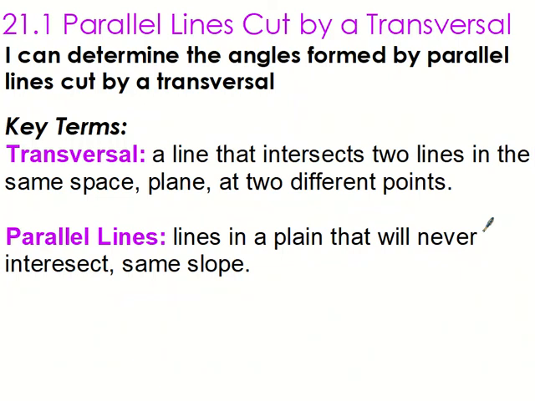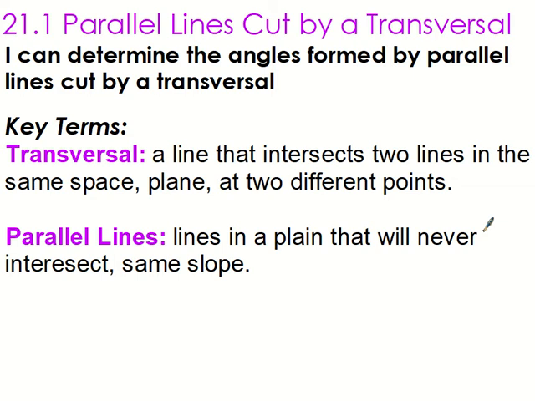Okay, 21.1, parallel lines cut by a transversal. Take 2. I can determine the angles formed by parallel lines cut by a transversal. So our main key term is transversal, a line that intersects two lines in the same place, meaning plane. When they say in the same place, they mean the same space. It's called a plane in geometry, not like with wings.